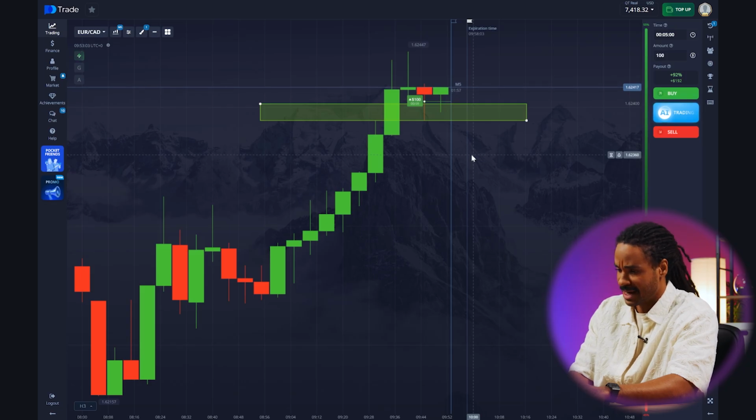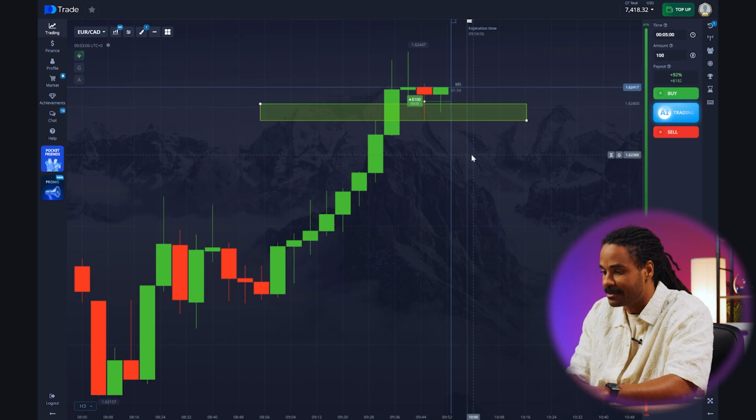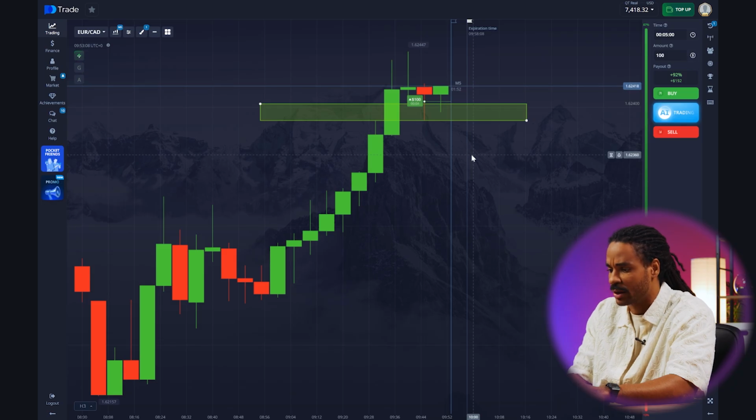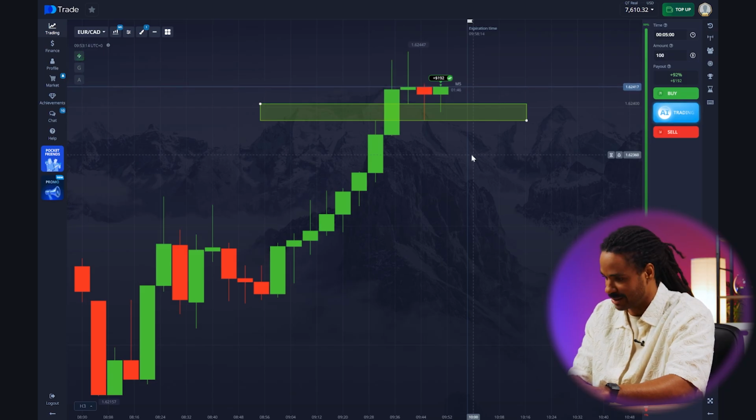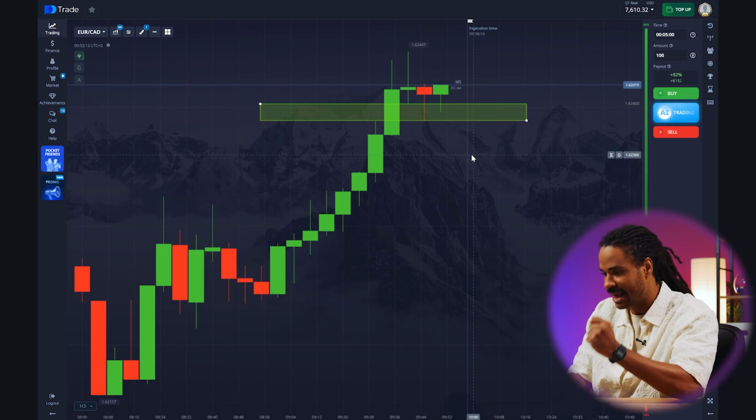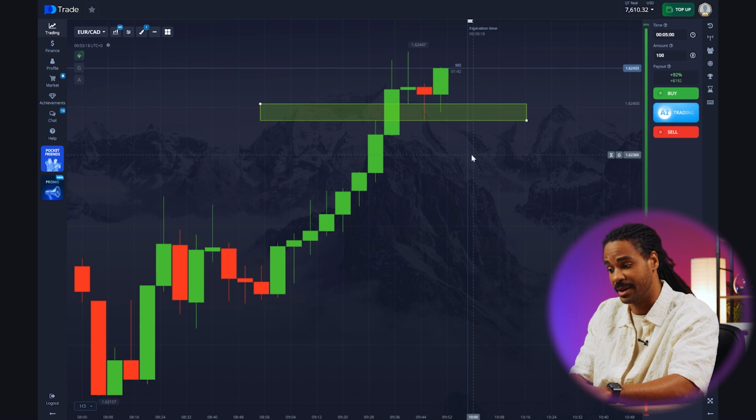So, 10 seconds left. The price bounced from the marked area and continues moving forward. We see that the trade closes in our favor and the result is positive. Yes, this is yet another confirmation that the imbalance technique really works.